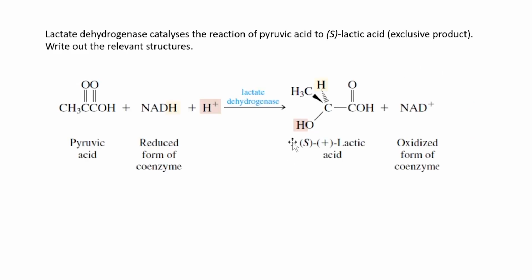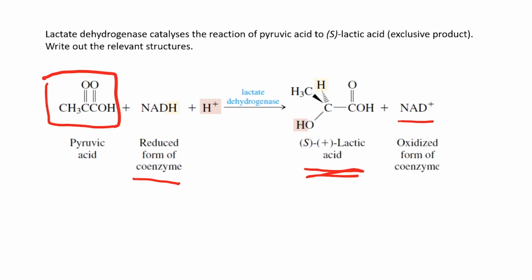All right, now the next question is about pyruvic acid forming lactic acid. So the question here is to write out the relevant structures. Just to give you some perspective here, lactate dehydrogenase takes pyruvic acid and converts it to lactic acid, and it uses this coenzyme, NADH, which is nicotinamide adenine dinucleotide, a source of hydride, and at the end of the reaction you form NAD+, which is the oxidized form of the coenzyme. And here is the structure of S-lactic acid for your reference.